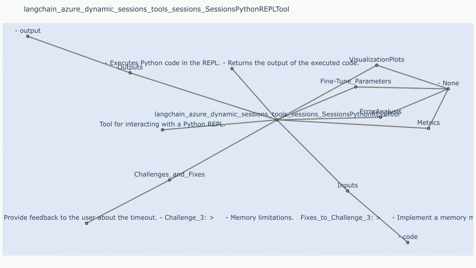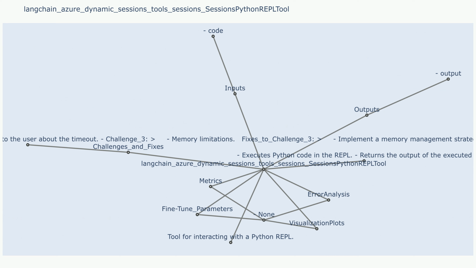Visualization plot 2: not applicable. Fine-tune parameters. Parameter 1: not applicable. Parameter 2: not applicable. Uncertainty methods. Uncertainty method 1: not applicable. Uncertainty method 2: not applicable. Challenges and fixes.